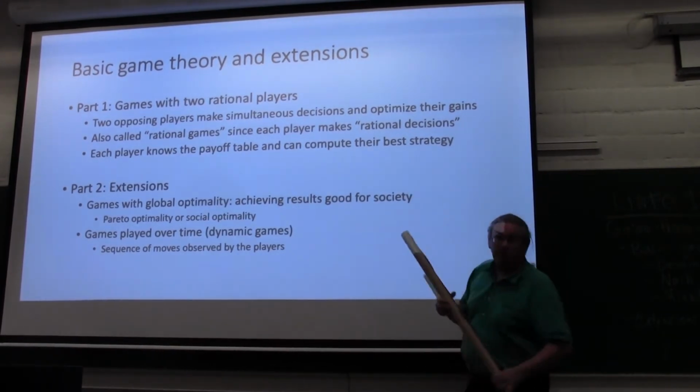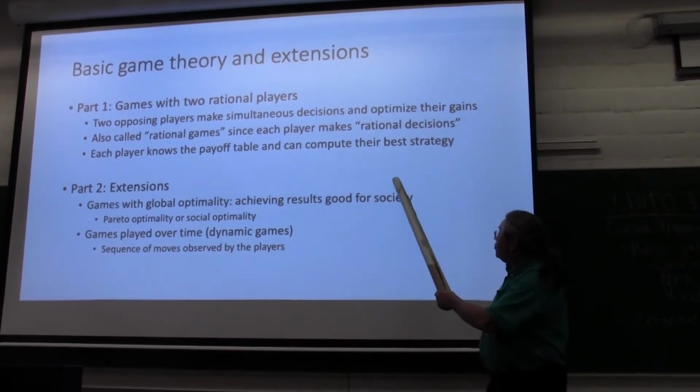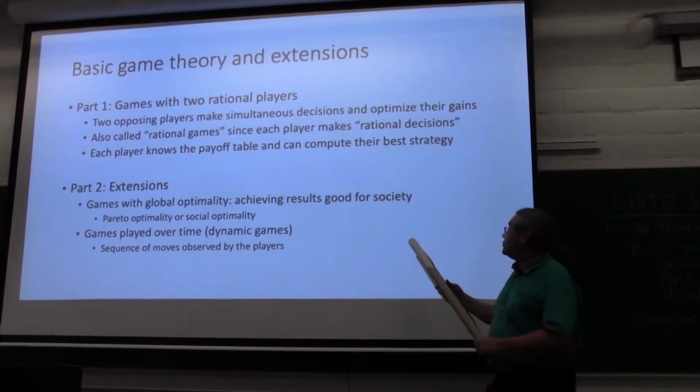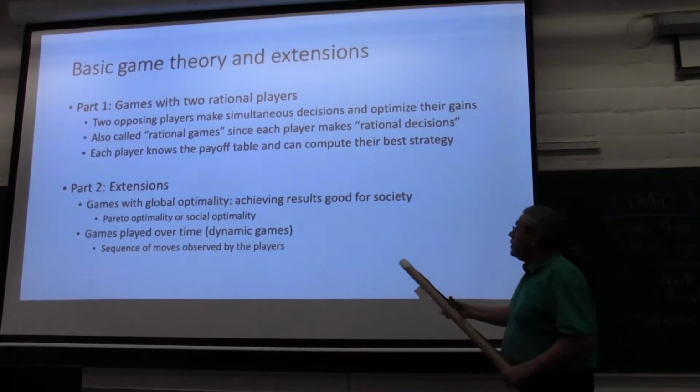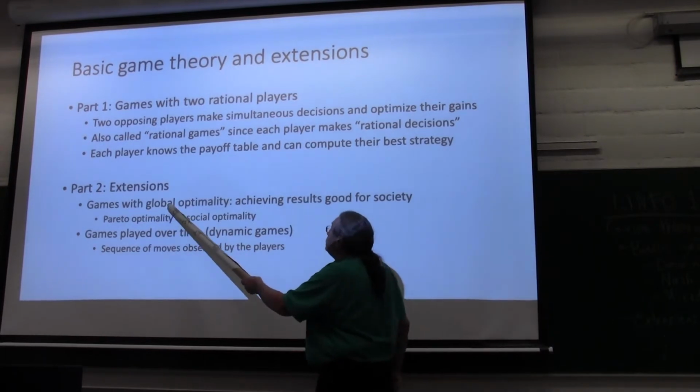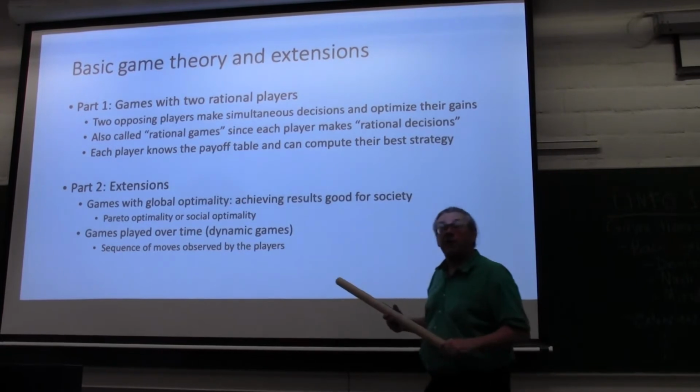Each player figures out what's best for them. But you can also change the rules so it's good for everybody. So the overall benefit is up. And that's something else. That's a different kind of game. That's called Pareto optimality or social optimality.